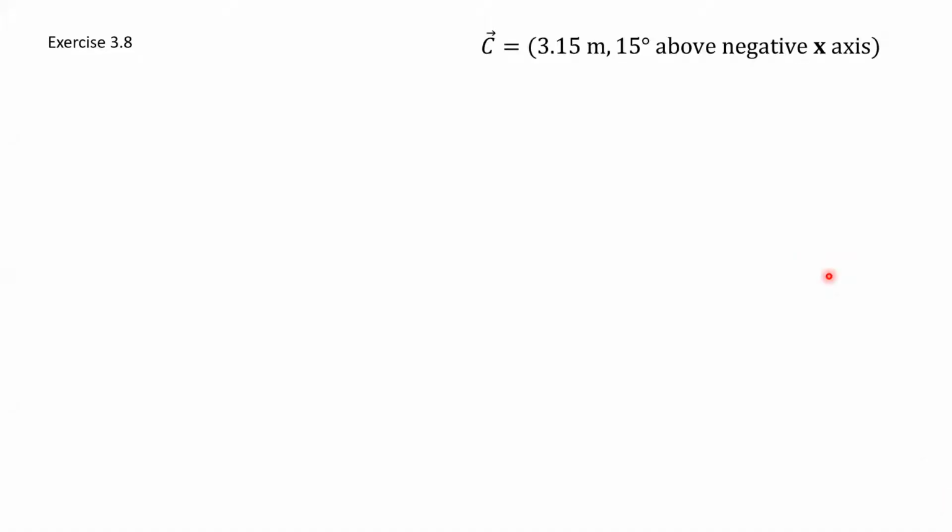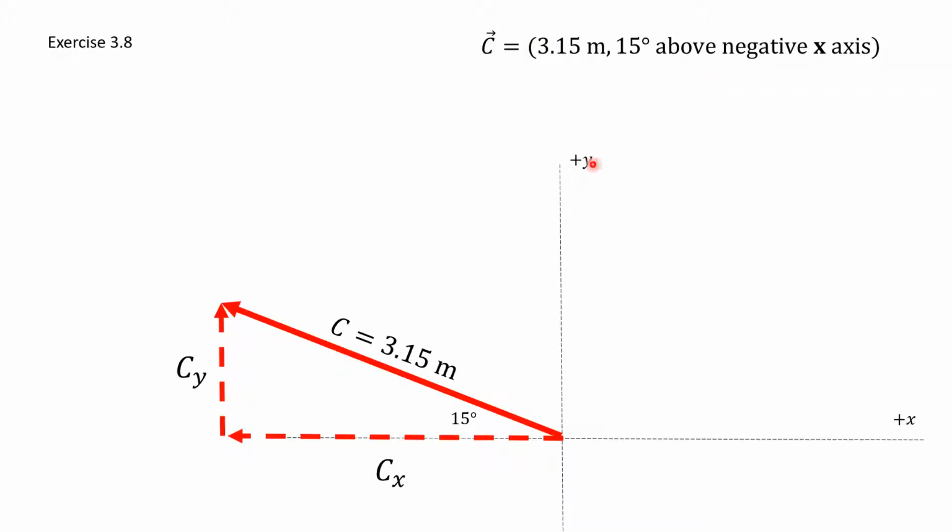We'll begin with vector C. This is the information that we have, so I will draw that picture. 15 degrees above the negative x-axis. Now, I think the angle that I drew here was bigger than 15, but this makes it easier to visualize.